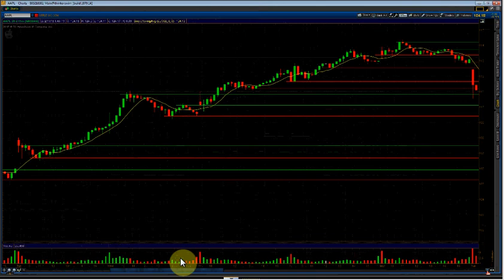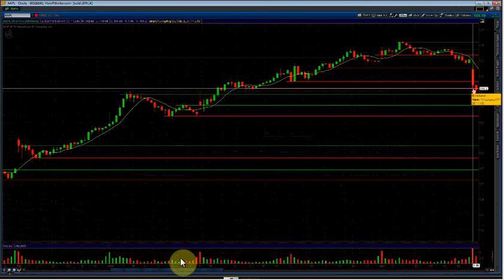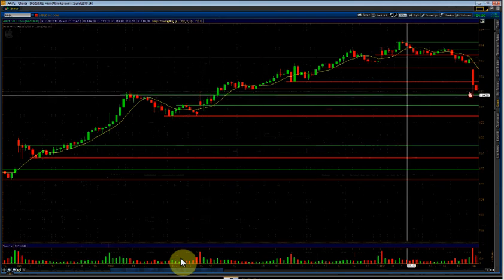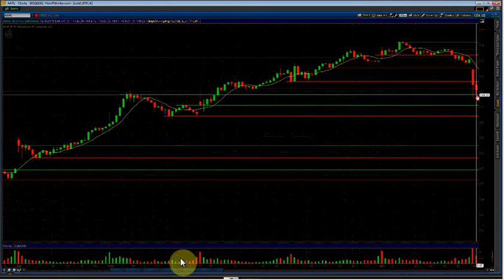What do you do here? What just happened? Look at this red line. Another 50-50 puts play. But you see this green line right here? What do you got to do if it makes a green candle?